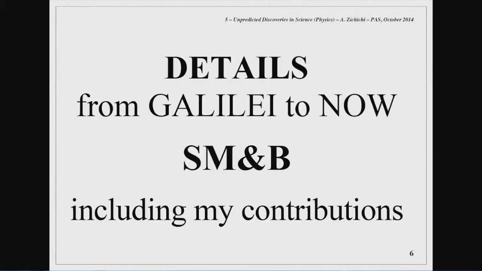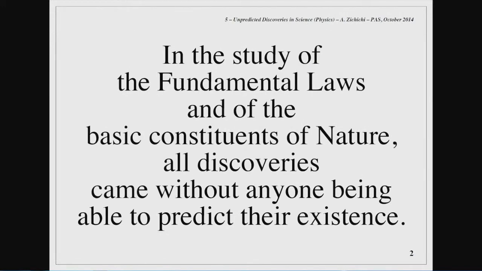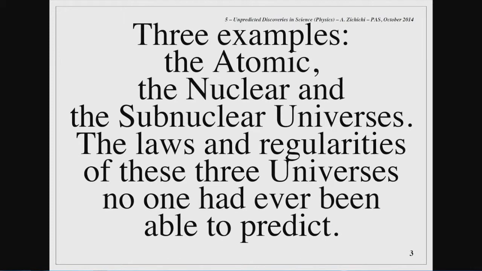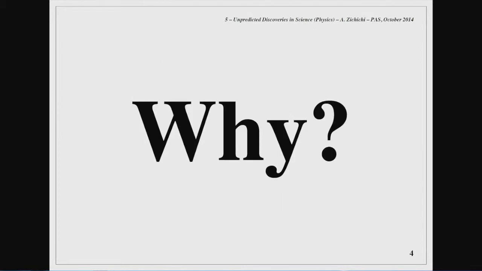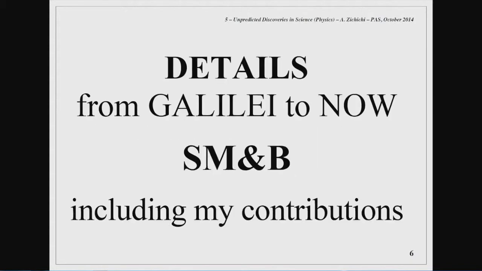Oh, this I have to tell you. In the study of the fundamental laws and of the basic constituents of nature, all discoveries came without anyone being able to predict their existence. Three examples: the atomic, the nuclear, and the subnuclear universes. The laws and regularities of these three universes no one had ever been able to predict. Why? Because the order of the logic of nature is smarter than all of us, philosophers, artists, poets, mathematicians, scientists.